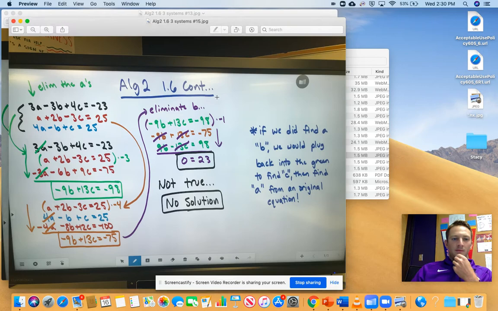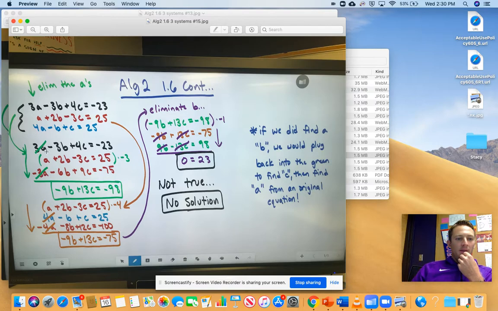One more problem. Same setup here, different equations. Black, red, and blue. We're going to take the top two equations in green, and we're going to eliminate the a's because 3, 1, and 4 can be multiplied really easily. And really none of these go well together, so we could have done b or c. I just chose a.